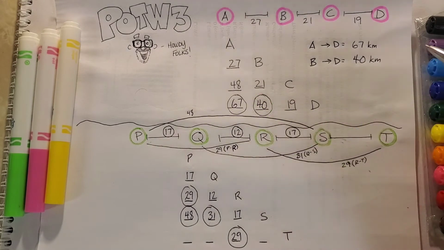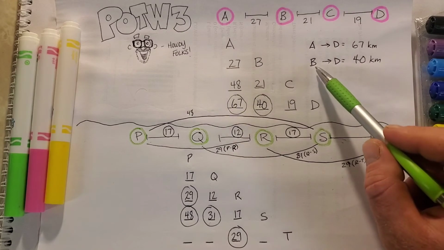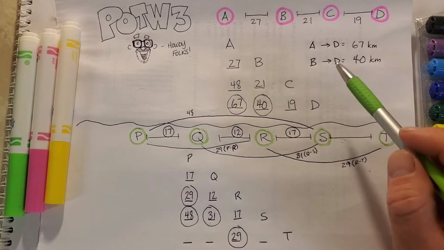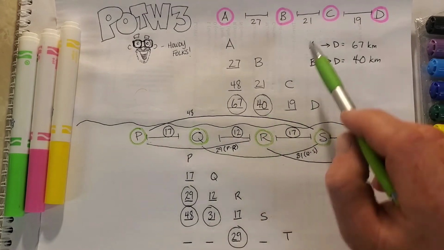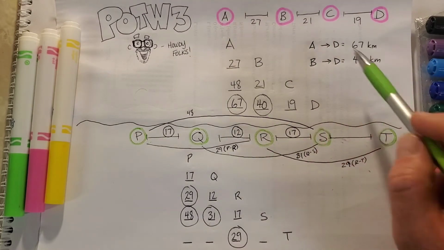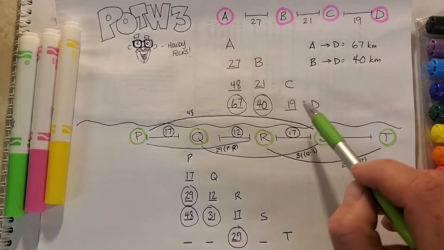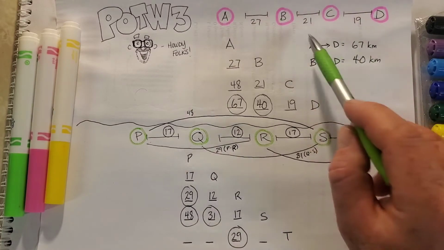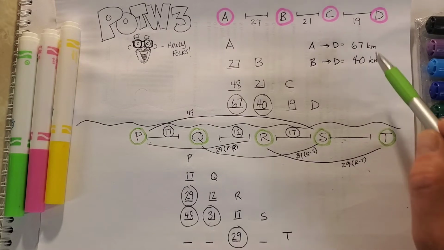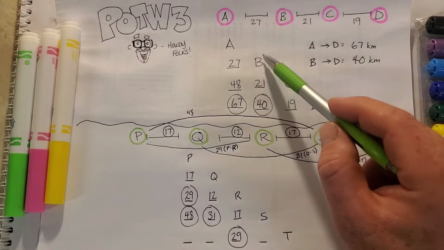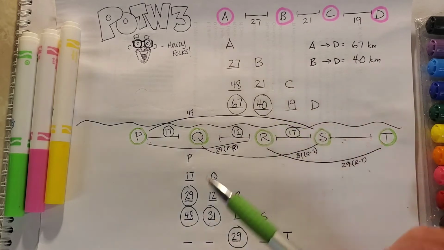And I followed the exact same strategy for solving the distance between B and D. I knew B and D was now 3 towns, so there were 2 distances. So all I did was add those 2 distances. So from B to D, it was 21 plus 19, which left me with a total of 40 kilometers. So from B to D was 40 kilometers.